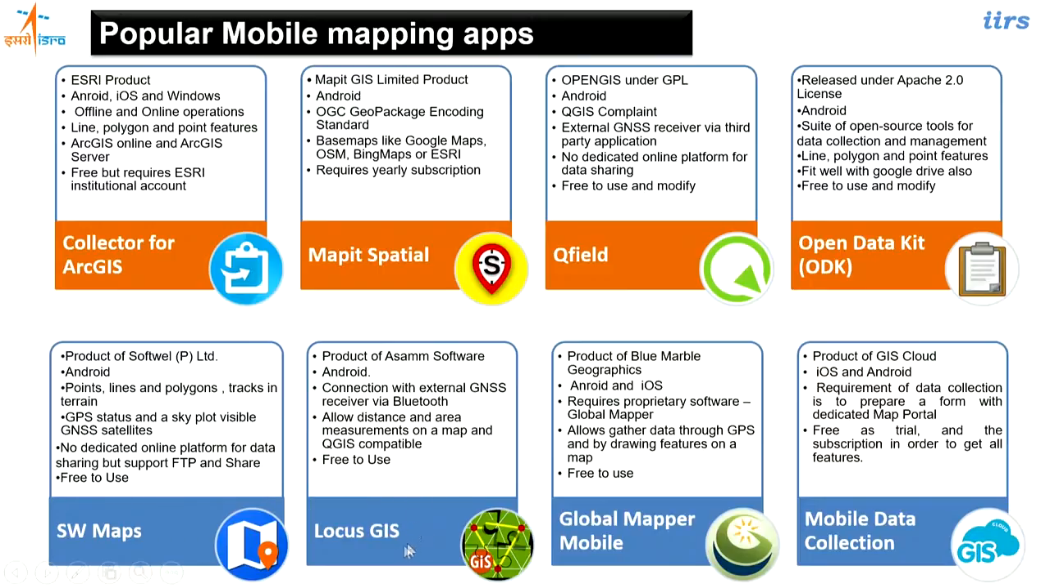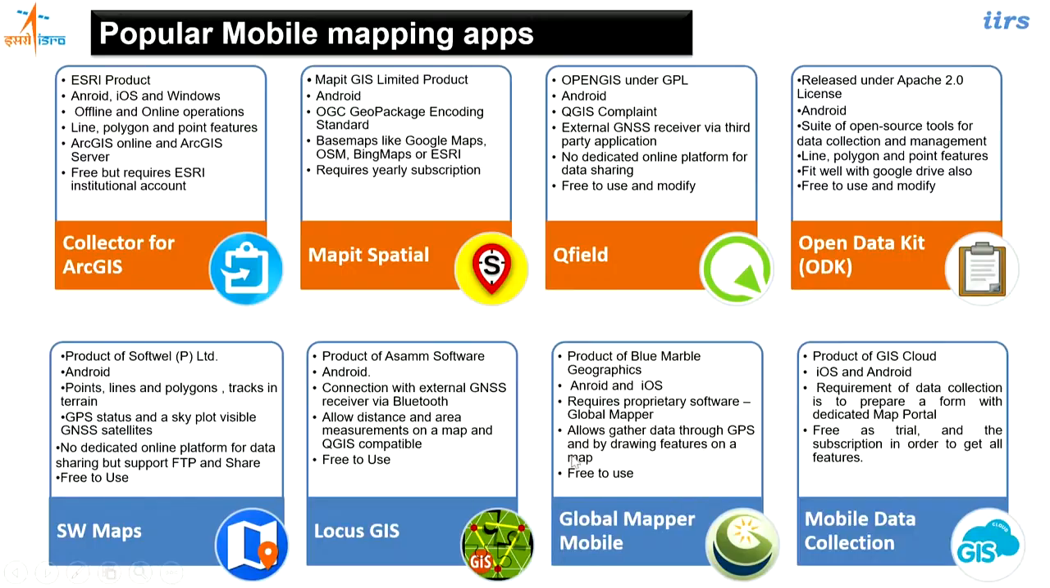Similarly, we have Locus GIS. Again, this software is QGIS compliant. Here also we can connect external GNSS receivers via Bluetooth. It allows area and distance measurements on the map, and it is QGIS compliant, which I told you earlier also.